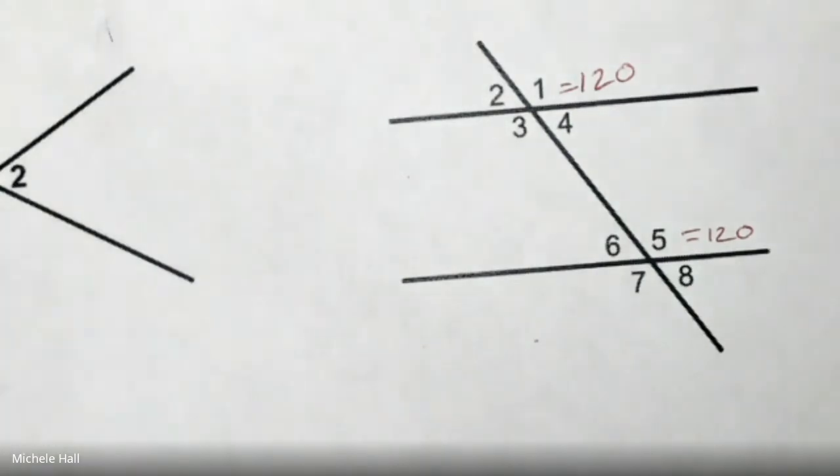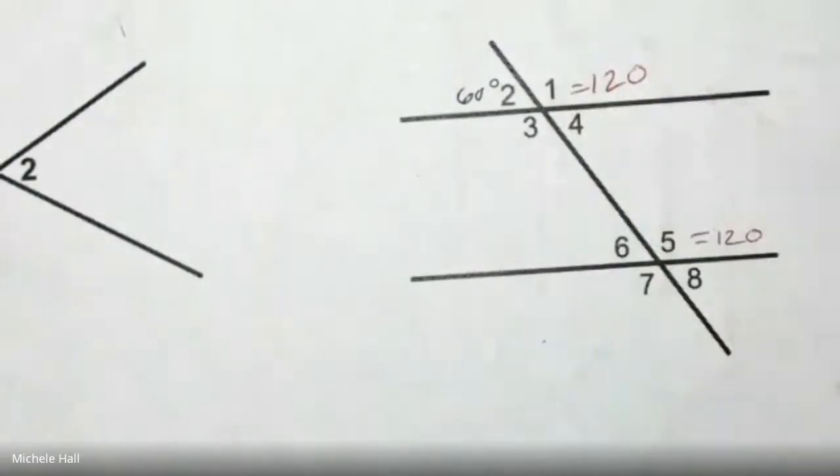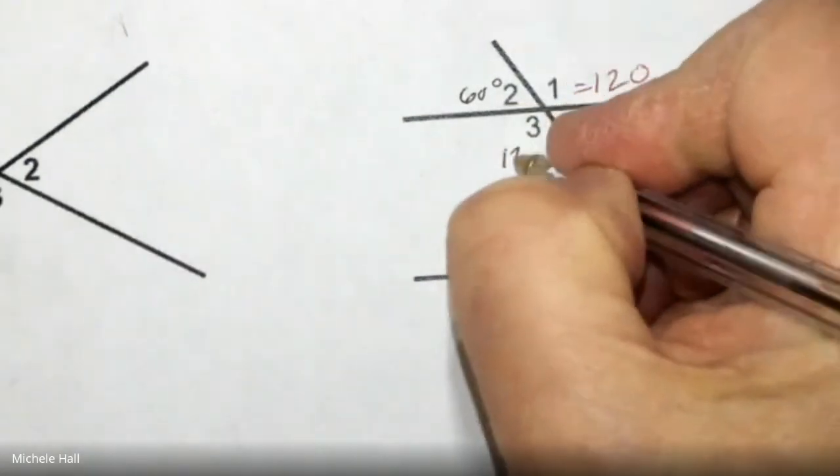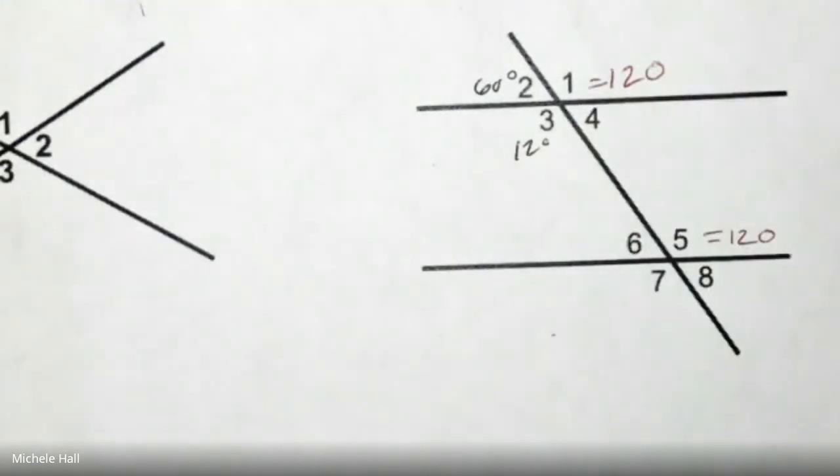2 is 60 because it's supplementary. Okay, give me another one, Boston, and tell me the rule. Because of what rule? Vertical angles are congruent. Okay, Brandon, give me another one.